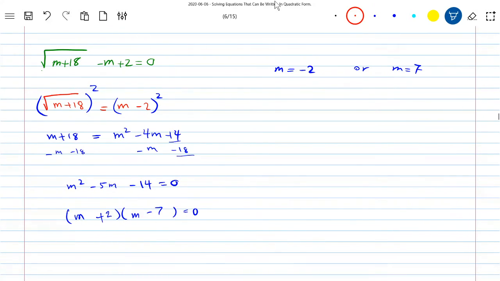And again, check your solution. If I replace m equal to negative 2, does it really satisfy the equation? So let's try it. Square root of negative 2 plus 18 minus negative 2 plus 2. Is it equal to 0? Negative 2 plus 18 is 16. Square root of 16 becomes 4. I have minus negative 2, I'll get positive 2, and plus 2. As you see, what you have is 4 plus 2 plus 2, which is 8. 8 does not equal 0. So this is not correct, because this is a false statement. I cannot accept m equal to negative 2.